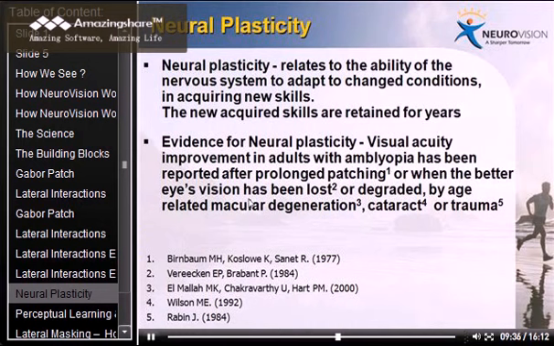And we see evidence for neural plasticity even in adults in many case studies and many publications, and you can see here just a list of references in this slide, just like prolonged patching for amblyopia, or amblyopia where the better eye vision was lost due to AMD, cataract, trauma, and such.